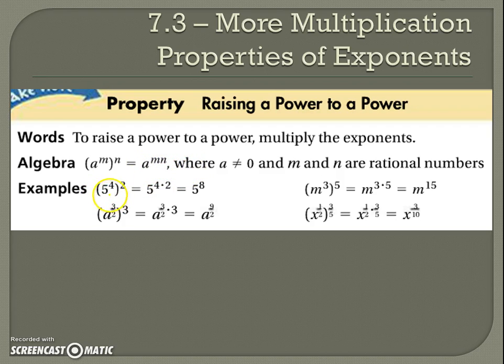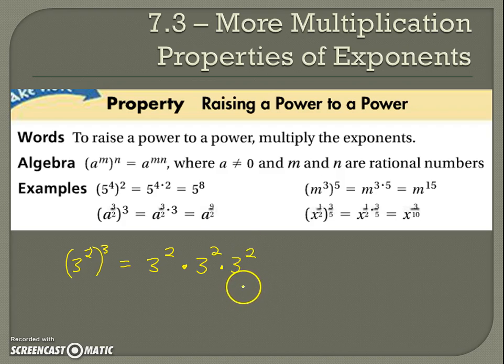For a numerical example, 5 to the 4th raised to the 2nd power is the same thing as 5 to the 8th. And here's why this works. Let's look at a really simple example. If I have 3 squared and I have that value cubed, that means the same thing as 3 squared times 3 squared times 3 squared.